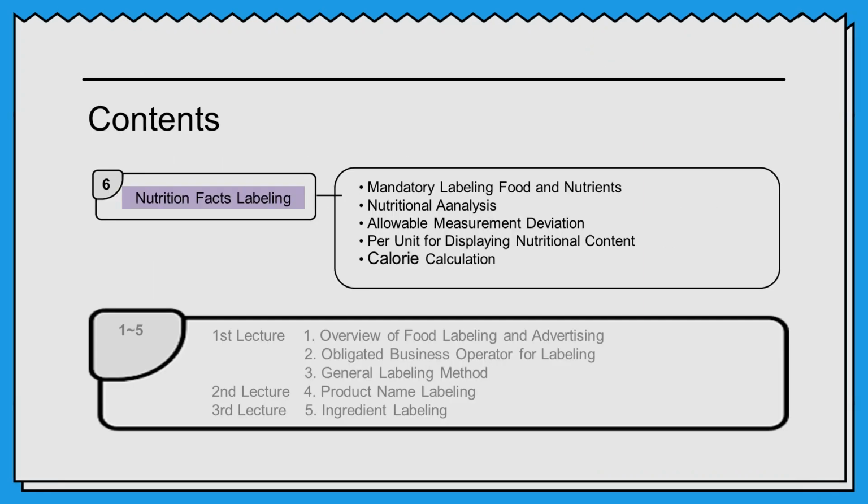In the third lecture, we learned about ingredient labeling. In this fourth lecture, let's take a closer look at the first half of nutrition facts labeling. In more detail, we will study mandatory labeling food and nutrients, nutritional analysis, allowable measurement deviation, per unit for displaying nutritional content, and calorie calculation.